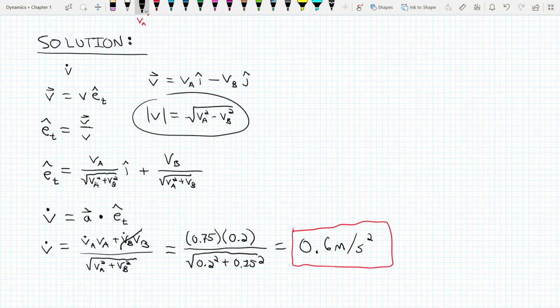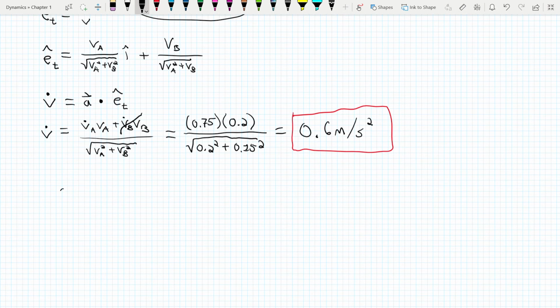Now to find radius of curvature, we're going to write both of the vector equations in Cartesian and path for acceleration, which are V dot A I hat plus V dot B J hat, and this is still 0, but I'll write it anyway. And then for path, it's the rate change of speed, E sub T hat, plus V squared over rho, E sub N hat.